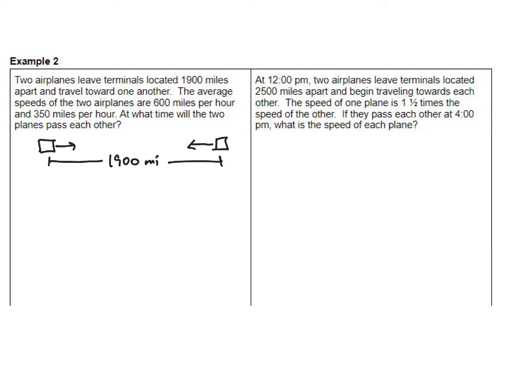All right, it says the average speed of the two planes are 600 miles per hour and 350. So I'll just say that this one here is 600 miles per hour, and this one is 350 miles per hour. I want to know at what time will the two planes pass each other. Okay, so my goal is to solve for time. So I'm going to say right here that t.